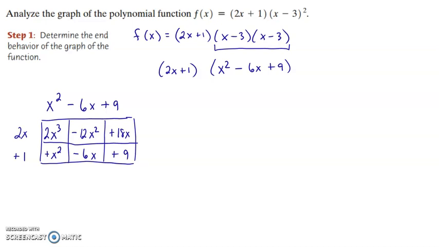And now we can go ahead and combine our like terms. Most of them are going to appear here on the diagonal. So for our function, once we have everything multiplied out, we've got 2x cubed. We have a negative 12x squared and a positive x squared. If we combine those terms, that's going to give us a negative 11x squared. For our x terms, we got a positive 18x and a negative 6x. We add those together, we're going to get a positive 12x, and then we'll have our plus 9. So there's our function multiplied out.